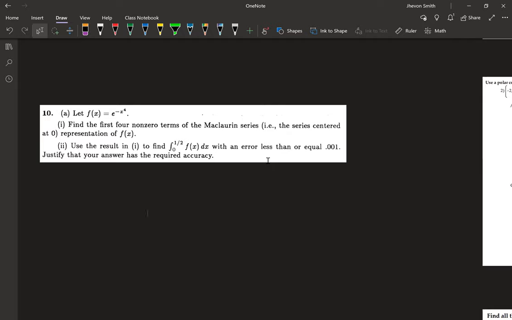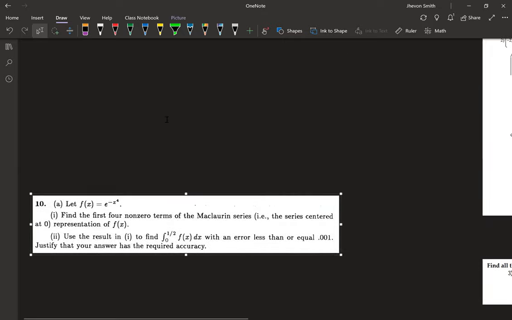So now the 10A part two says, use the result in one to find this with an error less than that. Yeah, so they could put a bunch of multiple choice problems here. Of course, justifying your answer, I'm not sure if there's going to be a choice there. But yeah, maybe we can go over this as well.